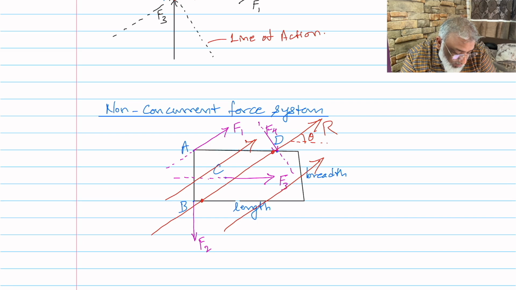So the resultant can pass through any point on the body. You can easily find out the value of the resultant, you can easily find out the angle of the resultant. But to find the location where this resultant will be passing, that is the challenge. The non-concurrent force system has a little more to be found out compared to the concurrent force system.